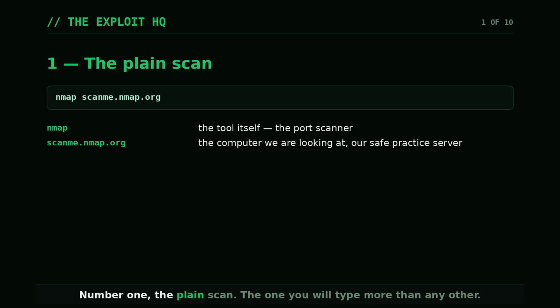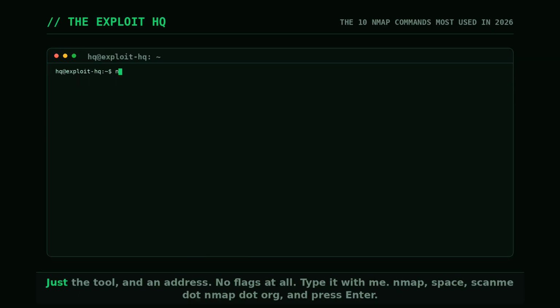Number 1, the plain scan, the one you will type more than any other. Just the tool and an address. No flags at all. Type it with me. Nmap space scanme.nmap.org and press enter.